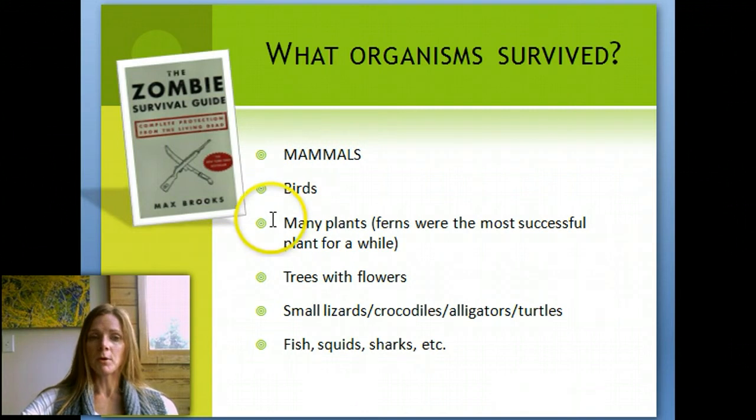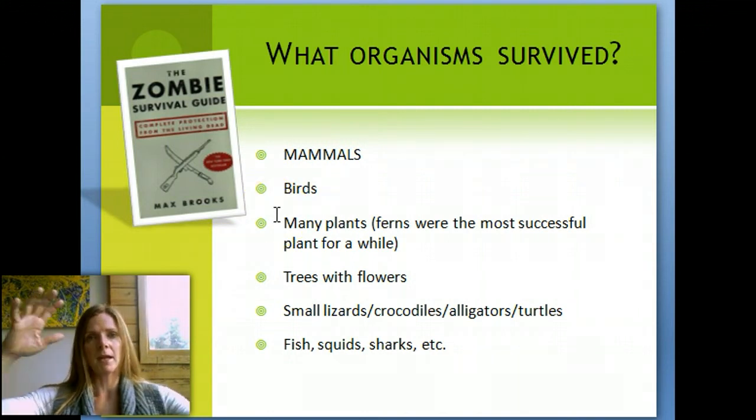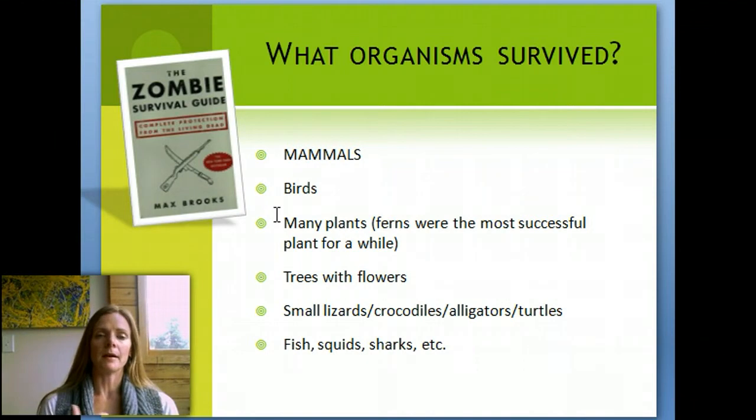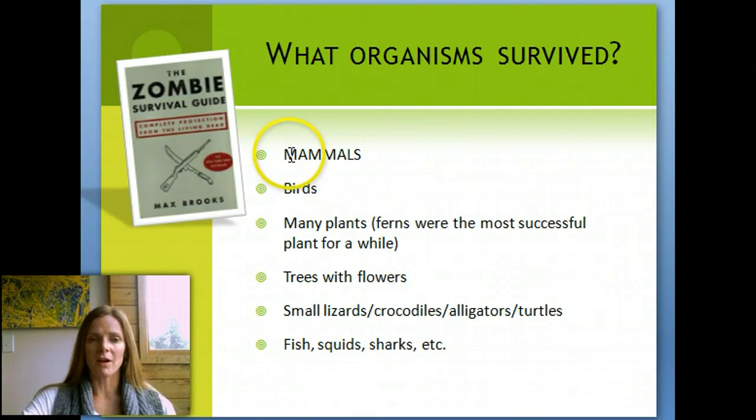So what animals survived? Let's talk about the mammals, birds. Okay, a lot of mammals and birds survived. Birds, being up in the air, weren't quite as affected by this, whatever it was, whether it was a meteorite or the climate change or whatever. But those seemed to survive. Mammals became a lot more adapted to extreme conditions. Many plants, so ferns were the most successful plant. Trees and flowers existed still. Small lizards, crocodiles, alligators, turtles, and then a lot of the fish, squid, and sharks survived.